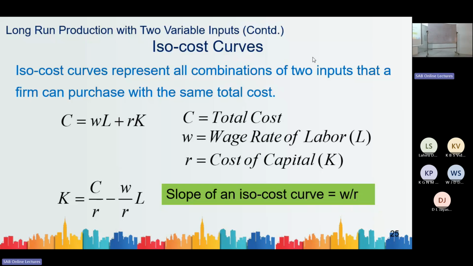If the numbers are given, you simply want to find the vertical intercept and the horizontal intercept to derive the isocost curve. To find the vertical intercept, you divide the total budget by the rental rate. That will give the maximum amount of capital that can be bought with the total budget. And to find the horizontal intercept, you divide the total cost by the wage rate. That will give the maximum amount of labor that can be bought with the total budget.